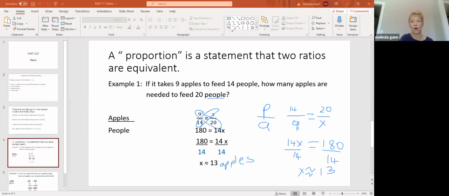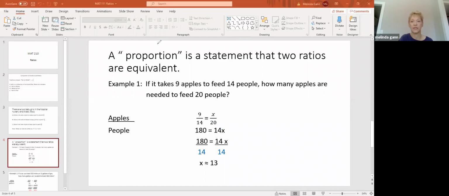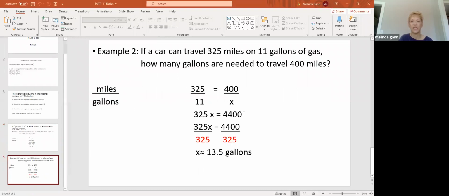All right, so now let me go clear these drawings. And then let's go to the next slide. Do one more and I think you'll be fine. So look what we've got. If a car can travel 325 miles on 11 gallons of gas, how many gallons are needed to travel 400 miles?